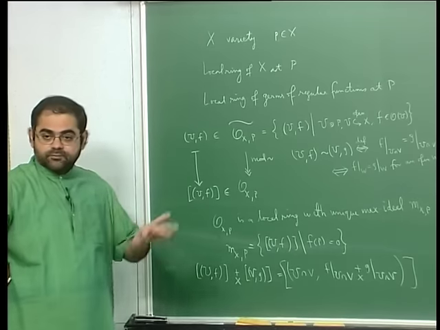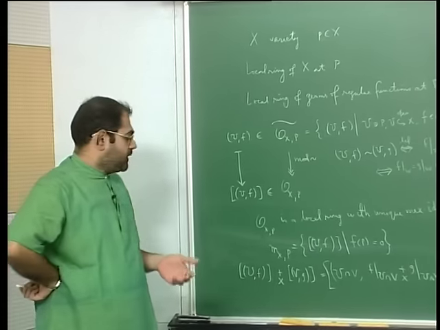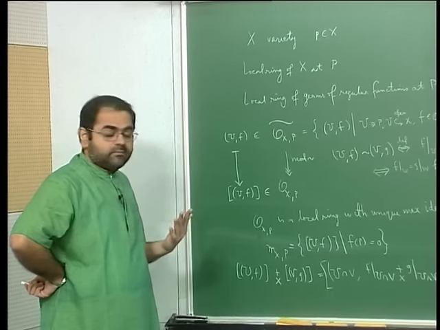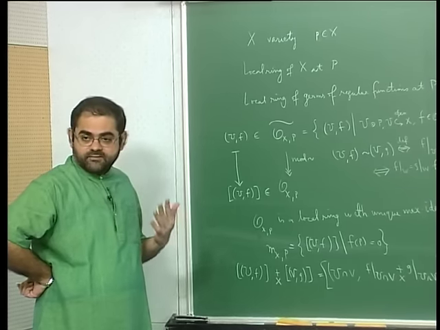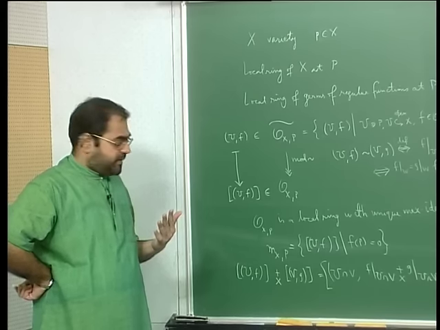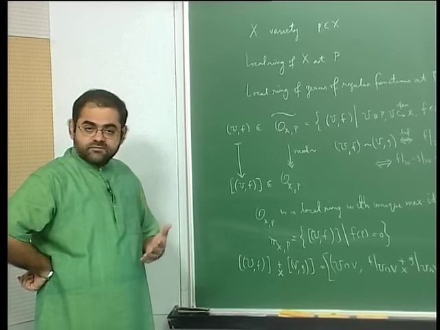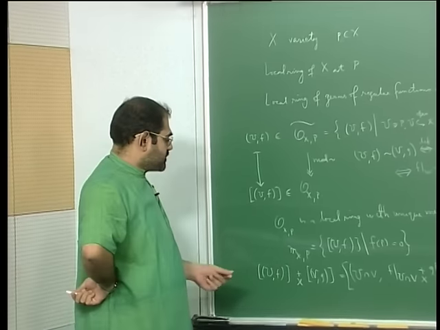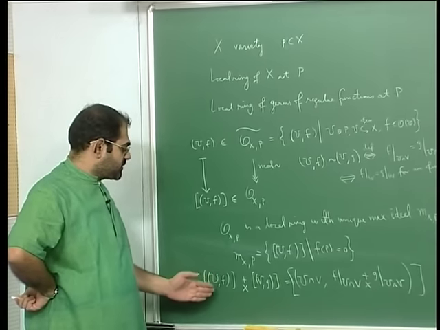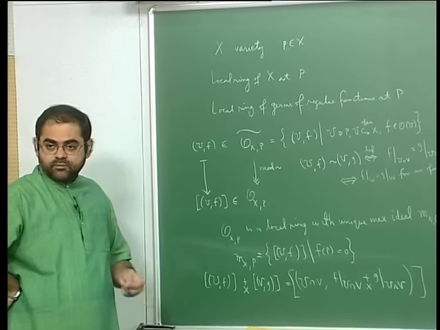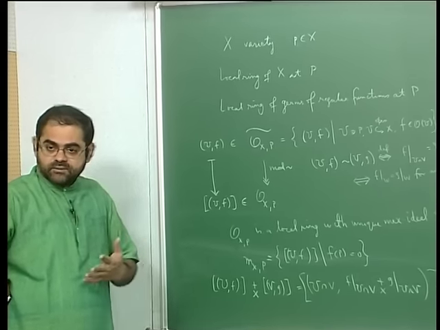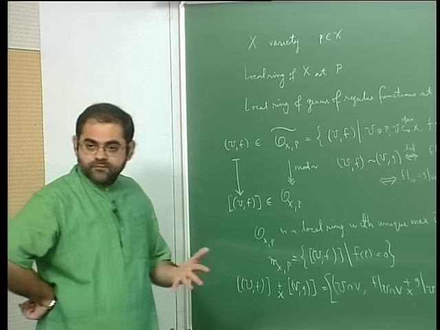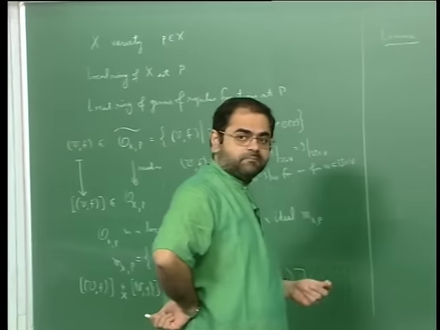given by the germ of the function 0, and the unit element, the multiplicative identity element, is given by the constant function 1. Of course, constant functions are all regular functions, okay. So 0 and 1 are just given by the germ of the constant function 0, and the germ of the constant function 1, which takes the value 1, okay.